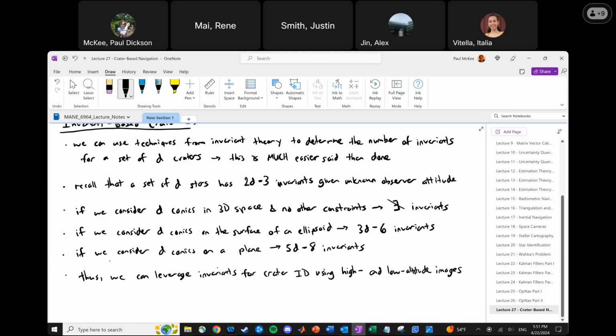So you might be saying to yourself, okay, that's great. What are these invariants? Because for stars, we like to use interstar angles. And there are other options. There's also the dihedral angles formed by stars, but it's basically angles. For craters, it's not that simple. It's pretty complicated to compute what the invariants are. They don't have much in the way of a physical meaning. You can't point to a crater and say that part of it is the invariant. It doesn't really work that way.